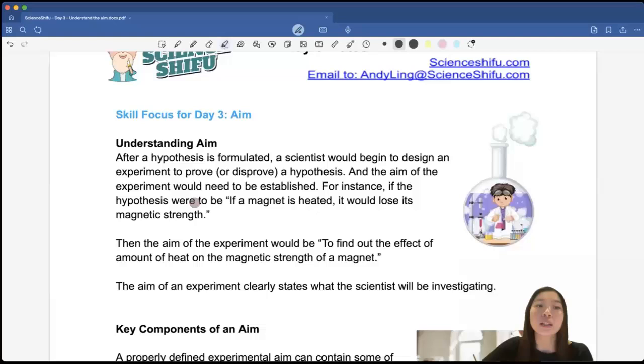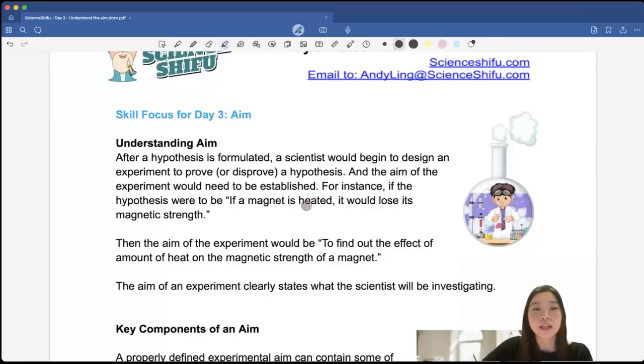So for example, if the hypothesis were to be, if a magnet is heated, it is going to lose its magnetic strength. Now we can see that this is a prediction. So the aim of the experiment would be to find out the effect of the amount of heat on the magnetic strength of a magnet. Now, as we can see, the aim over here clearly states what the scientist would be investigating.